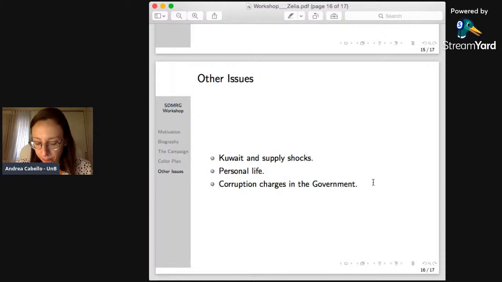And there were the corruption charges in the government, because it was very hard for her, being a member of the government, to, how do I say, to distance herself from these charges, so much that when she left the government, she still had to respond. She was prosecuted. She was cleared of the charges, but she was prosecuted, as were most of the other senior members of the Collor government as well.